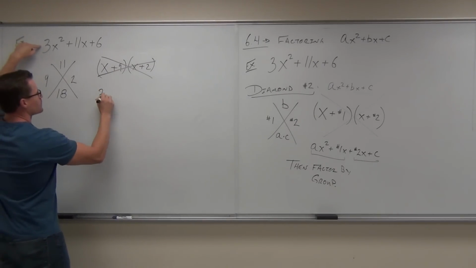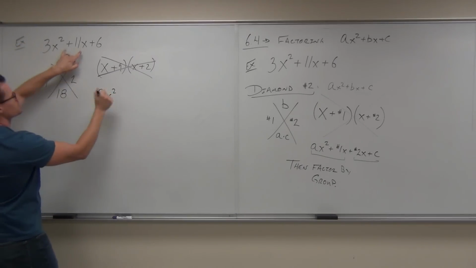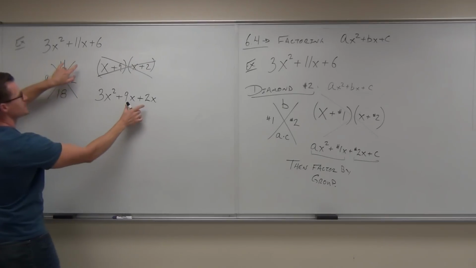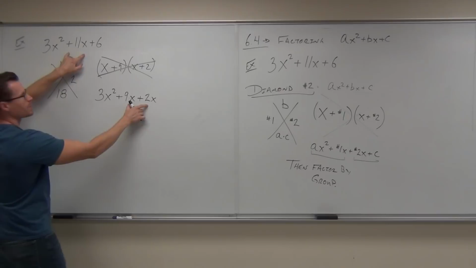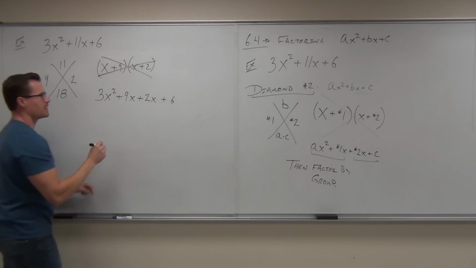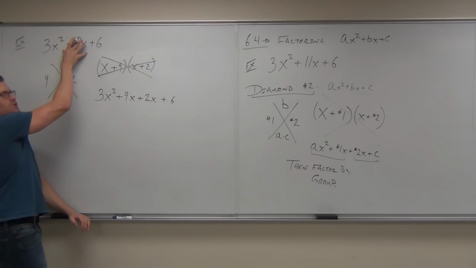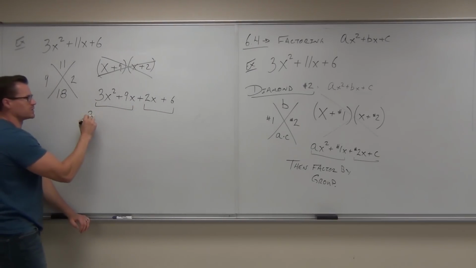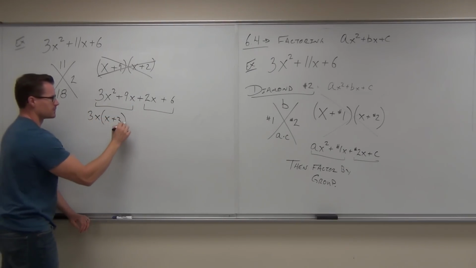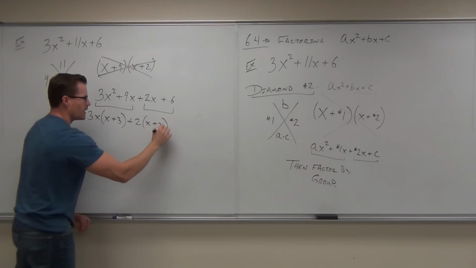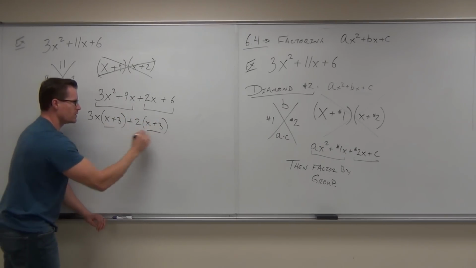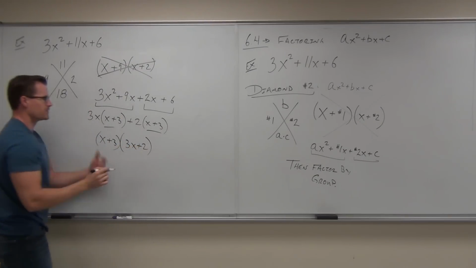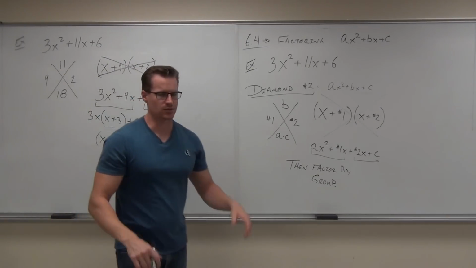We keep the 3x squared. We're using these numbers to split this up: plus 9x, plus 2x. Notice, please, this is still 11x. Plus 6. And then we change 3 terms into 4 terms so that we can do our grouping. This should be old stuff for us. We already know how to do that. And we finish off with our factors, and that's completely factored.